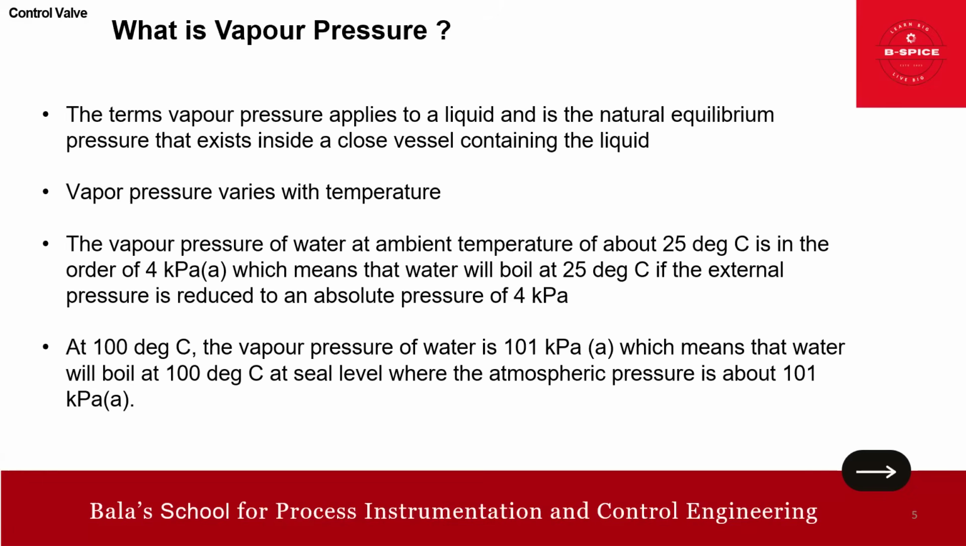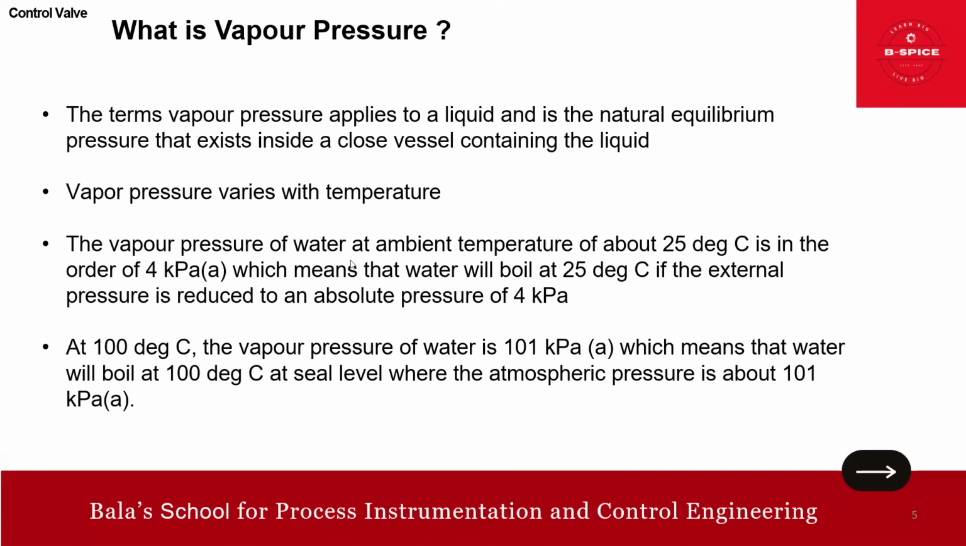The term vapor pressure applies to a liquid, that's it. And it is a natural equilibrium pressure, nothing but the natural equilibrium pressure that exists inside a closed vessel. That's it, friends. So vapor pressure varies with the temperature. That is the point. And here some explanation is there. I'm not sure whether you will follow, but I'll just read it out.